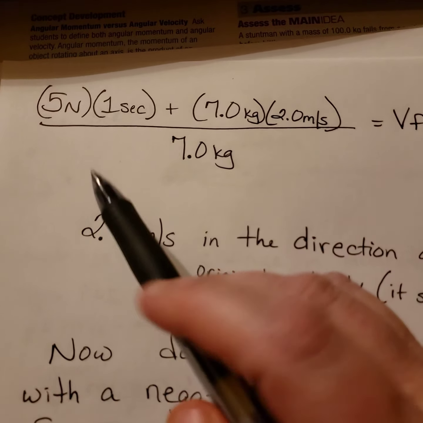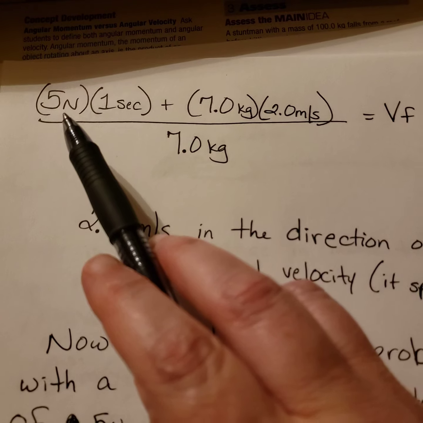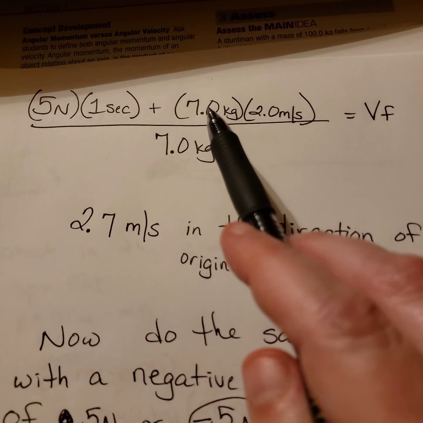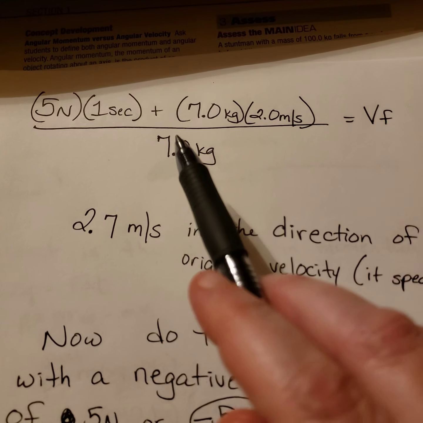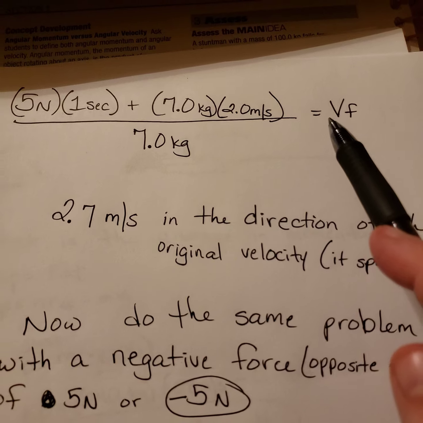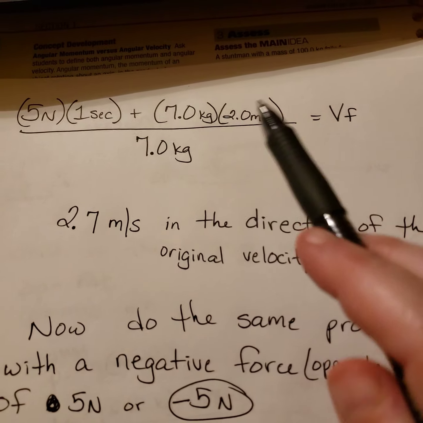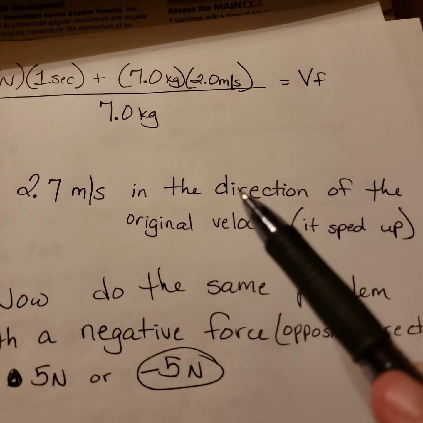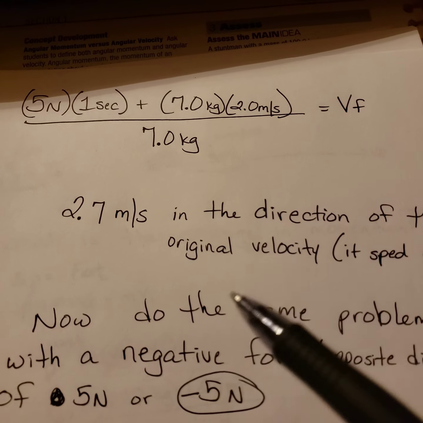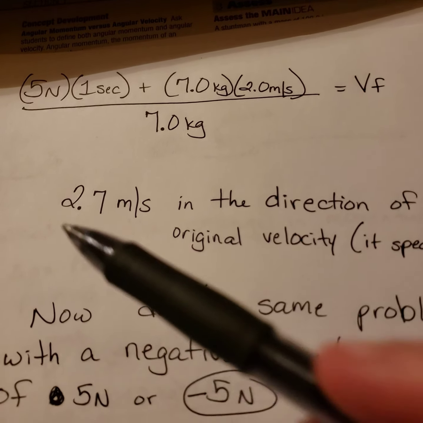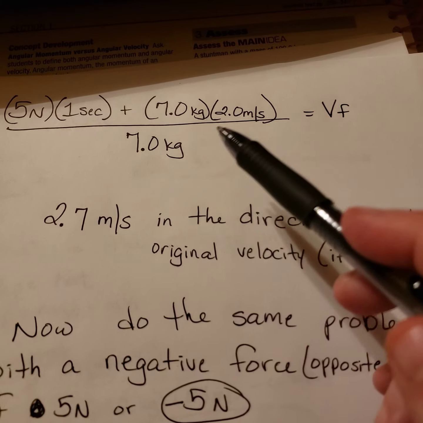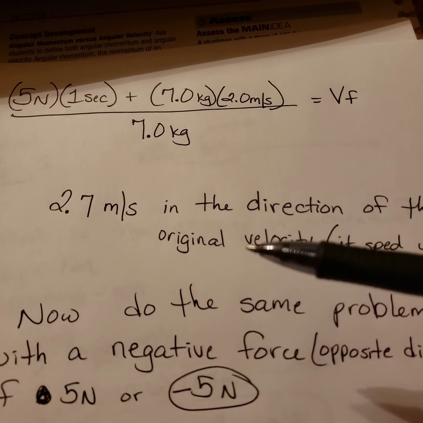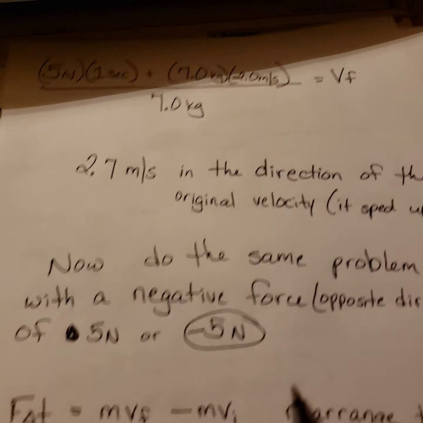So here's the clean version. Now you're left with your force times change in time plus your initial velocity times your mass, divided by the mass. This will give you your final velocity. So once you calculate all of this, you are left with 2.7 meters per second in the direction of the original velocity. So, of course, if you hit something in its original direction, you're going to speed it up. So it went from 2 meters per second to 2.7 meters per second. Does that make sense? Absolutely. So we know we're at least in the right ballpark.